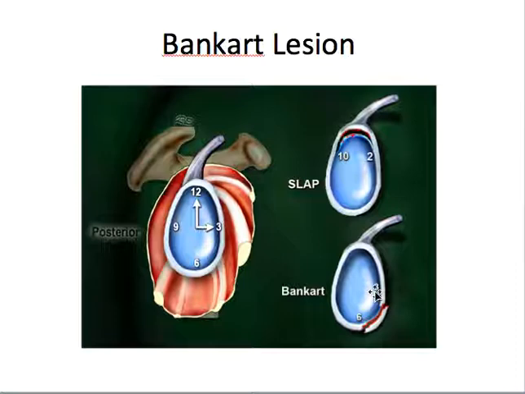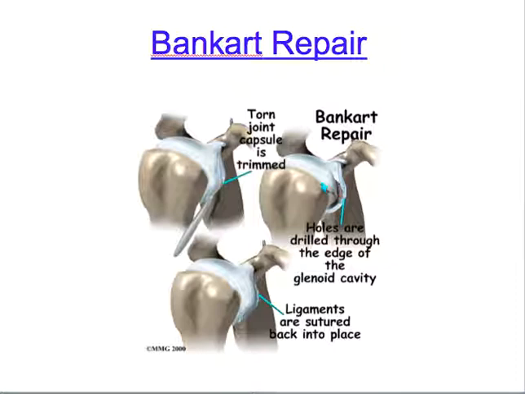A surgical procedure is required in order to fix this. In the surgical procedure, they trim the joint capsule up, they go in and holes are drilled to the edge of the glenoid cavity, and then sutures are placed through the capsule and ligament to hold that together.